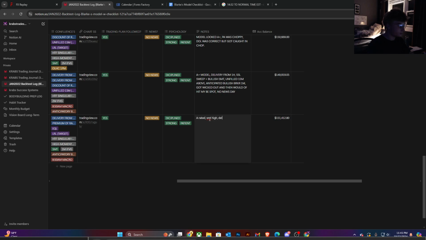SMT at the high. Delivery from a 4 minute fair value gap. We had LRL below, equal low below, daily sell side below. No partials here at 101, equal lows, due to trade potential being a 1 to 2.